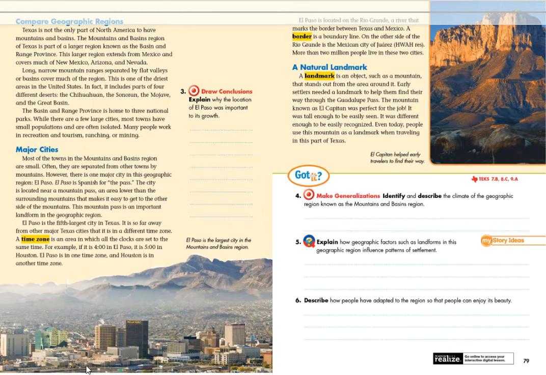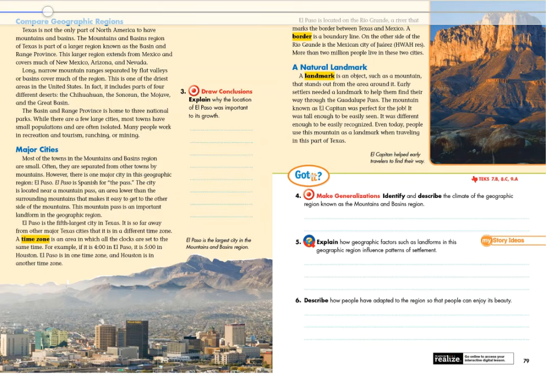1. Compare geographic regions. Texas is not the only part of North America to have mountains and basins. The Mountains and Basins region of Texas is part of a larger region known as the Basin and Range province. This larger region extends from Mexico and covers much of New Mexico, Arizona, and Nevada.